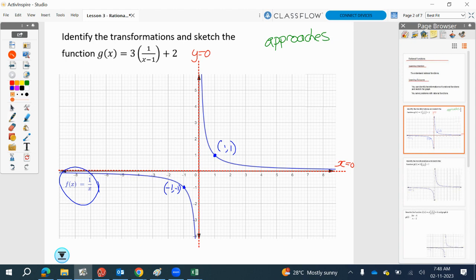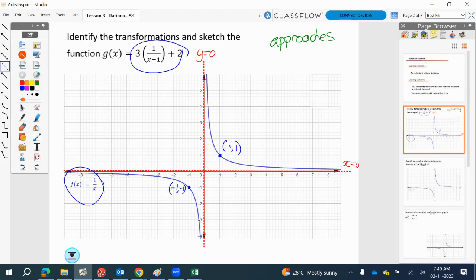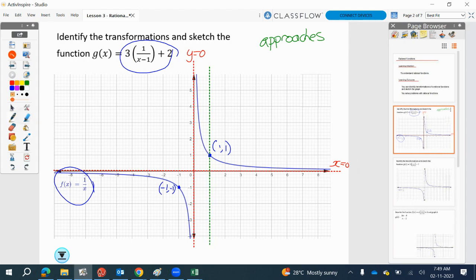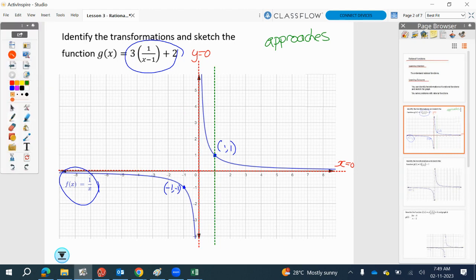So what number in this expression can we not have, because of course division by 0? 1. That means our vertical asymptote for that function has to be here. So this has to be our vertical asymptote. So we're going to have, wait, what have I done? I've done something horrible. How did nobody spot that? This is x equals 0. This is y equals 0. So our new asymptote is at x equals 1.